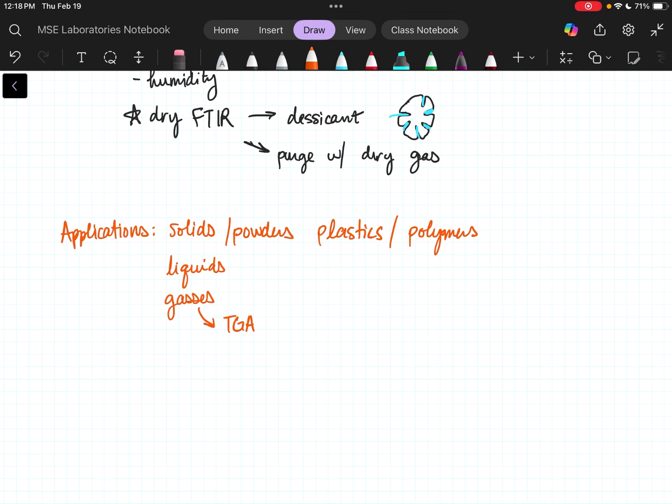Is it common? Yes and no. So gases you would use as sort of a subset to another technique. So let's say you're doing TGA, which is where you heat up the sample and you try to get gases to come off the sample. That's one application of it.